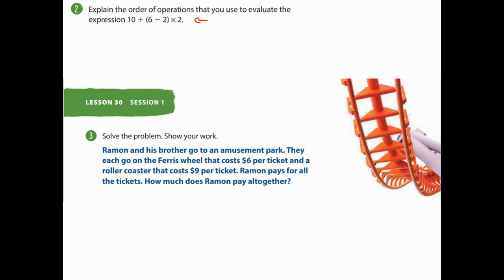Roman and his brother go to an amusement park. They each go on the Ferris wheel. It costs $6 per ticket, and a roller coaster costs $9 per ticket. Ramon pays for all the tickets. How much does Ramon pay altogether? So go ahead, solve number 2, and then solve number 3, and then come back to the video and we will check your answers.